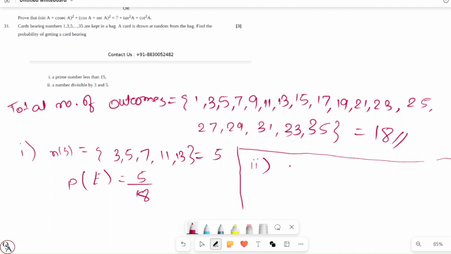Now the second question: a number divisible by 3 and 5. What is our sample space? Only one number is there, that is 15, which is divisible by both. So our probability is 1 by 18. The sample space has only one event, so the probability of the event is 1 out of 18.